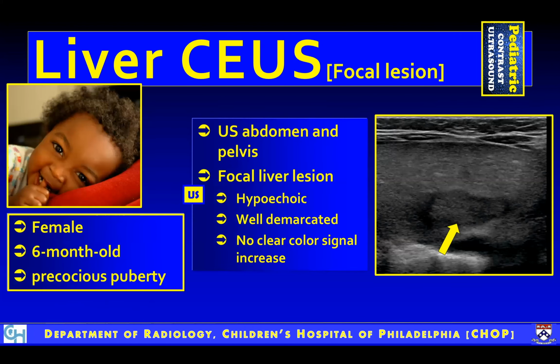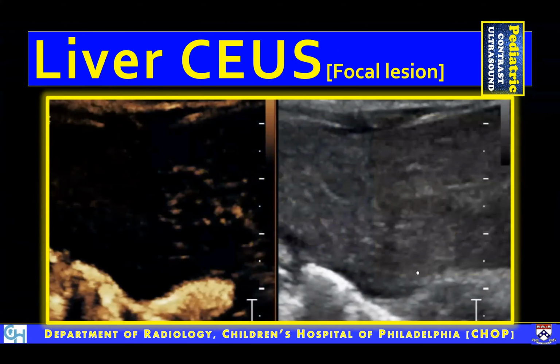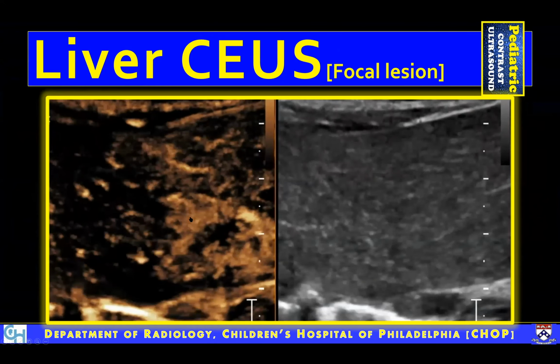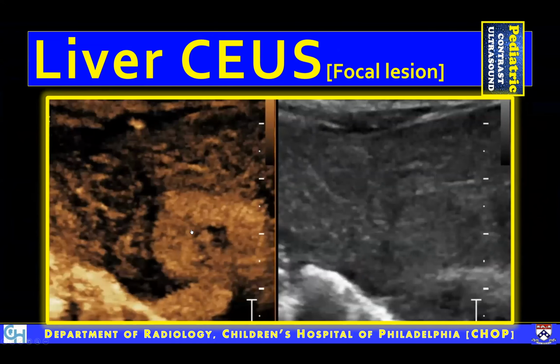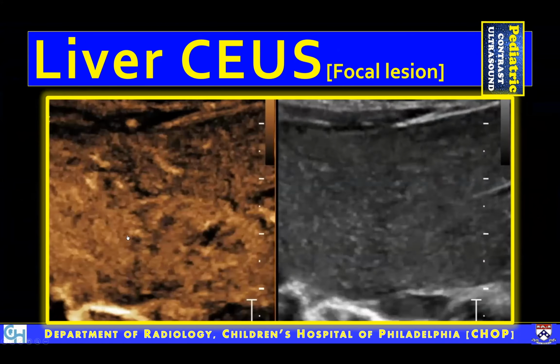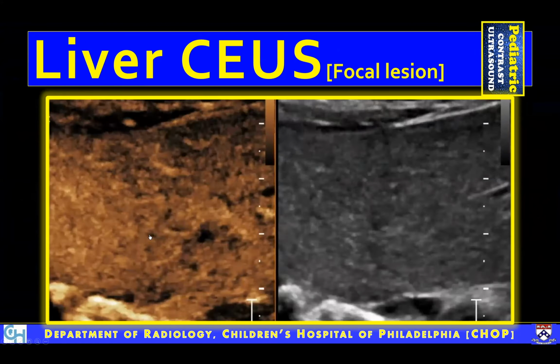So this is a case of a female 6 months old who had a precocious puberty where ultrasound of the abdomen was done. And you can see here the hypoechoic, well-demarcated lesion in the liver, and color Doppler didn't show much color signal within it. But on contrast enhanced ultrasound, you see the lesion enhancing quickly and becoming isoechogenic to the rest of the liver.